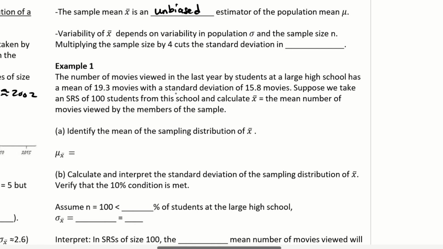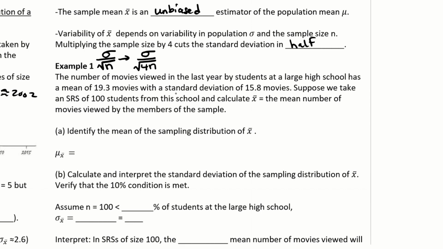So the variability of x bar depends on the variability in sigma and the sample size, as we saw with that formula. Notice that multiplying the sample size by 4 is going to cut the standard deviation in half. Let's show you why that's the case. We said that sigma x bar is equal to sigma over square root of n, right? So we're going to replace that n with 4n, making the sample size 4 times as large.